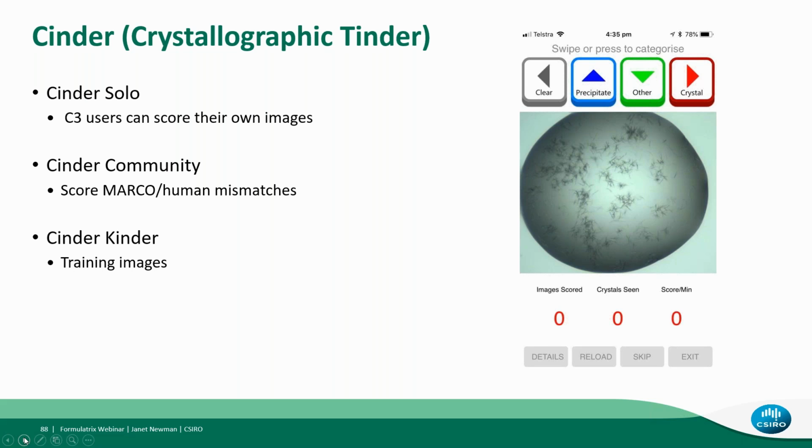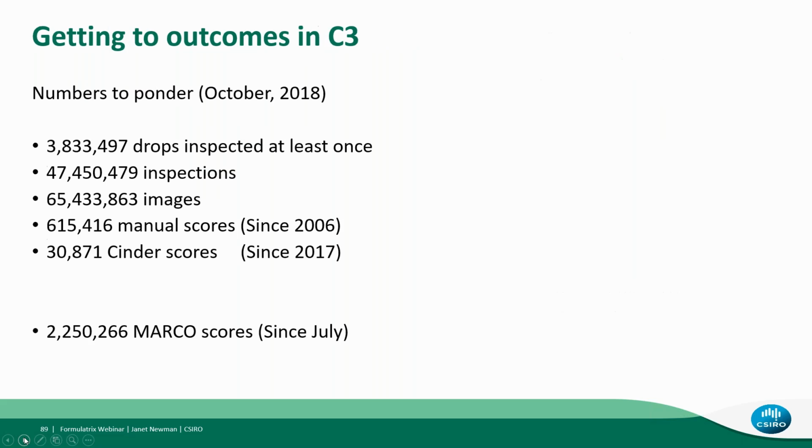And then finally, if you know people who'd be interested in doing this, but they claim that they don't know how to look at crystallization images, Cinder also has a training set of images which will teach you how to look at crystallization images, and this is called Cinder Kinder. And there's about 200 images on there.